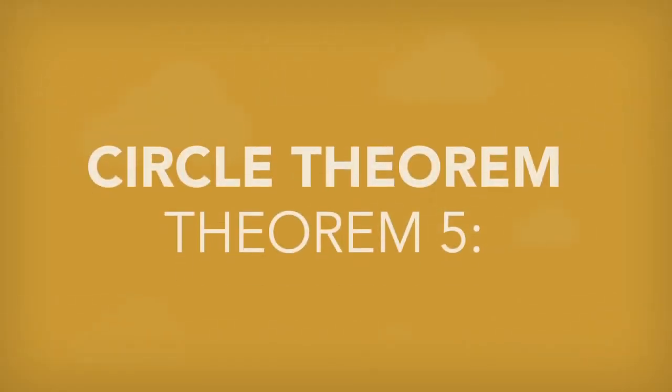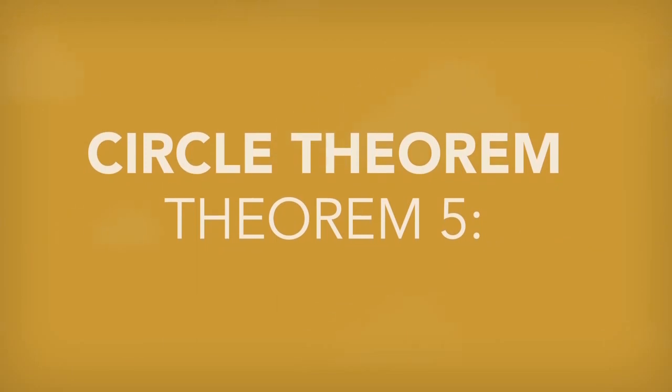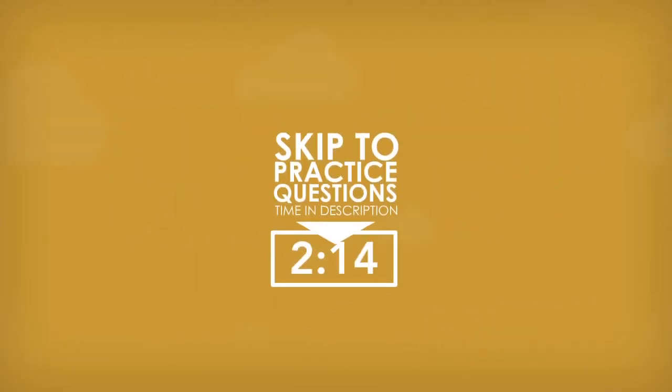Circle theorems. Theorem 5. This theorem relates to Theorem 4, in the sense that there are 4 points in the circle, but instead of forming a cyclic quadrilateral, the opposite points join each other and 2 chords are created.